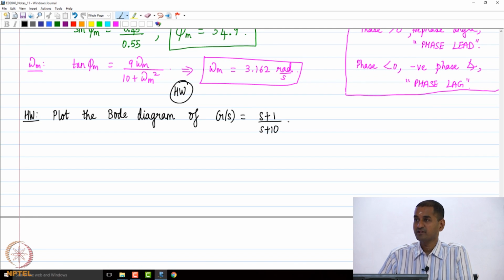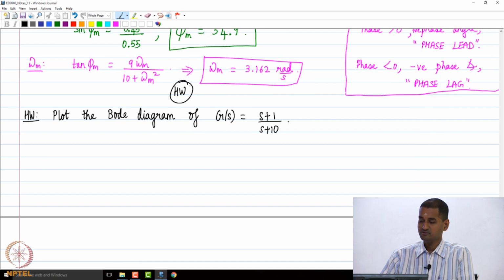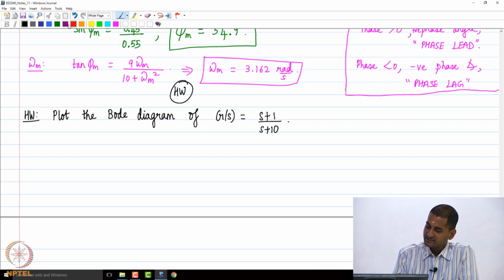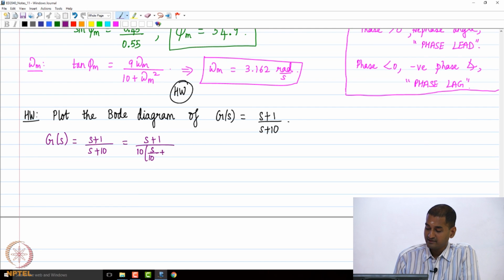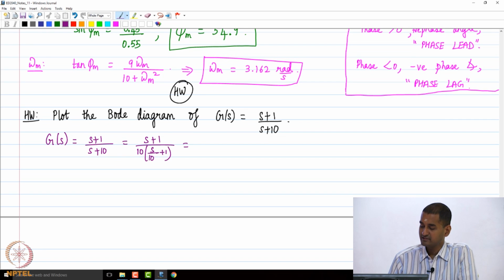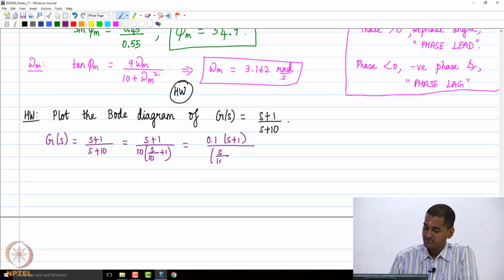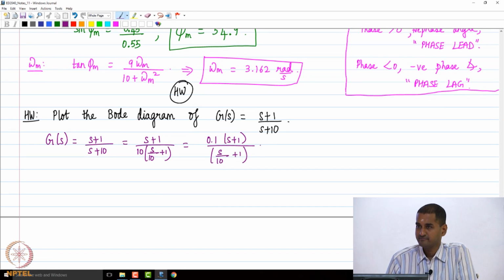I think we have already discussed Bode diagrams in detail, and we have done an example in class also, but let me get you started. How do you plot the Bode diagram? Of course, you need to divide into particular factors. If G(s) is this, I need to rewrite it in the standard form. I can pull 10 out from the denominator. So I am just going to get 0.1 (s plus 1) divided by (s by 10 plus 1), correct. Do you agree?